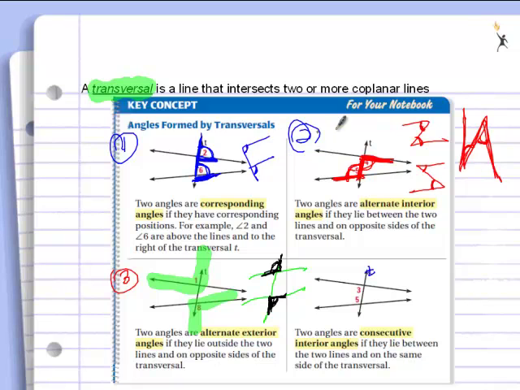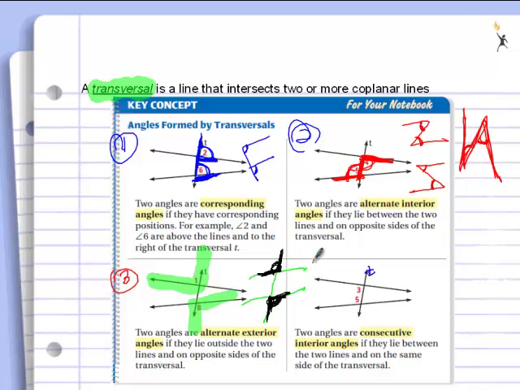These letters and drawings, by the way, are a huge, huge help, not only on your homework, but on quizzes, test reviews, and tests, because you are not going to get away from corresponding, alternate interior, alternate exterior, and consecutive interior angles. You are going to see these a lot more in geometry as we go through the year, and you're going to learn a lot more about them. So, alternate exterior angles.